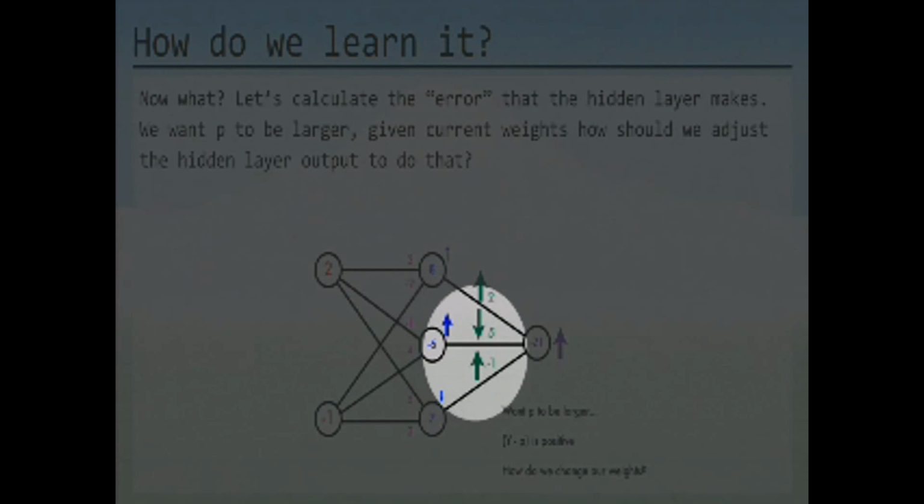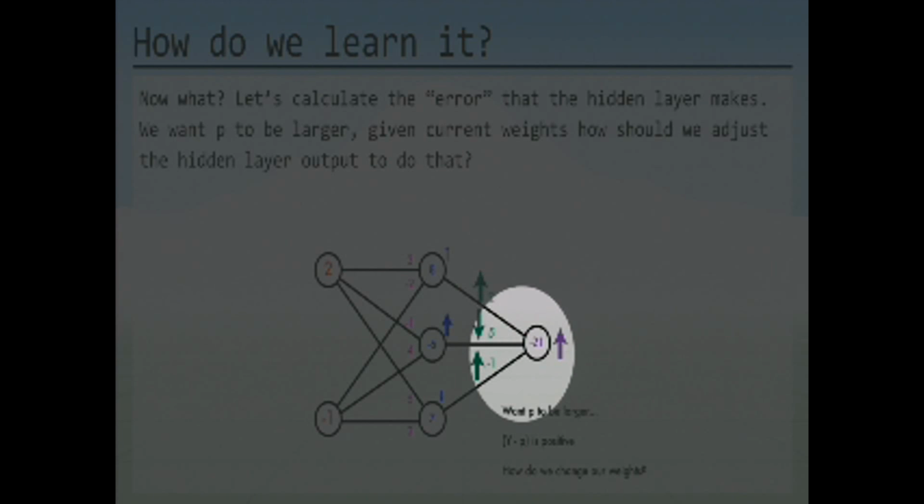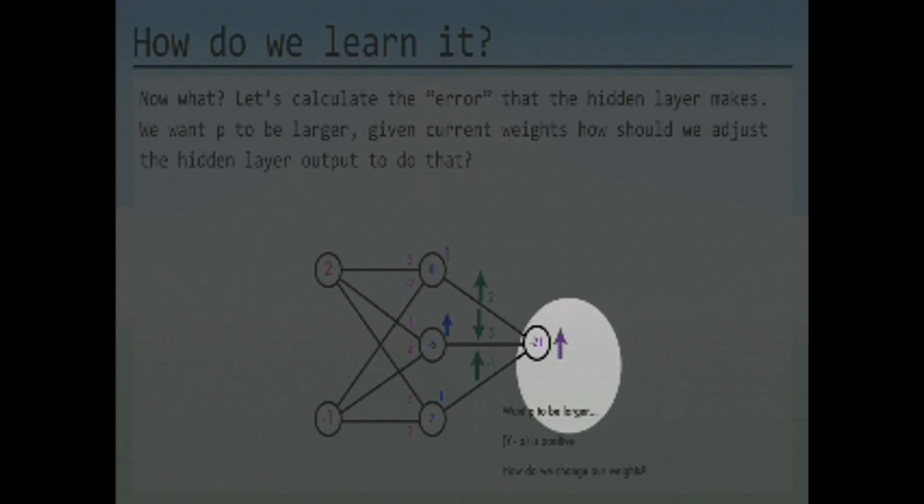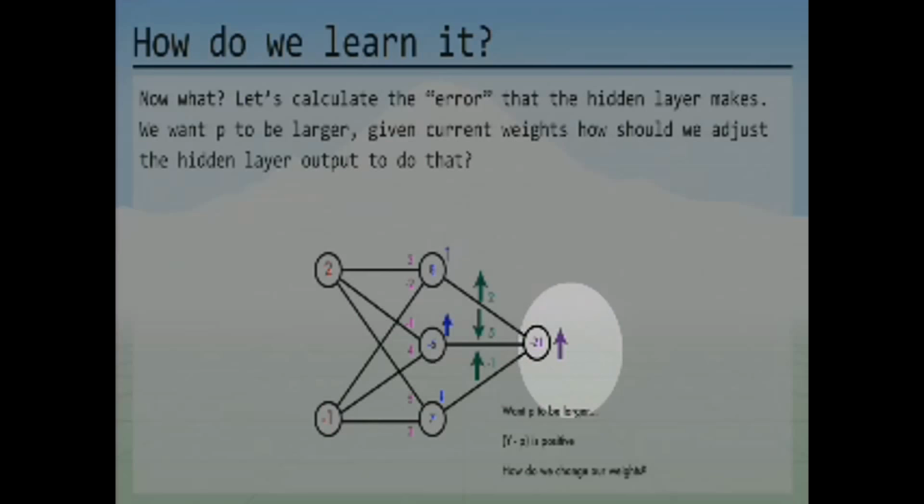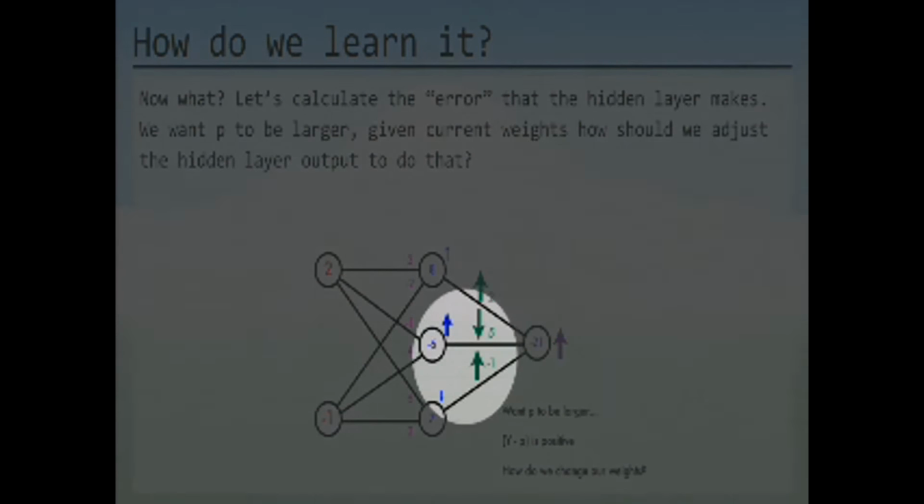And we have this positive weight, 5. And so we know that this middle connection here is contributing a lot of negative information to this final output. And we want the final output to be more positive. So what we can do is just take this information here, which is saying that we want to increase the final output P, and we can multiply it by this weight, 5.